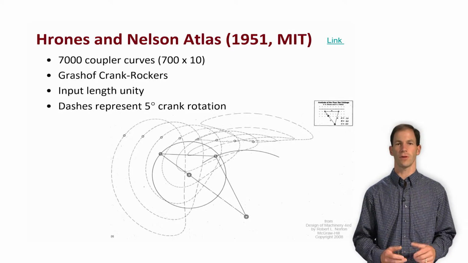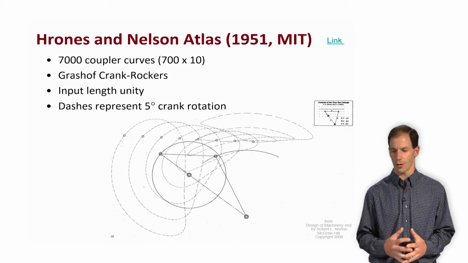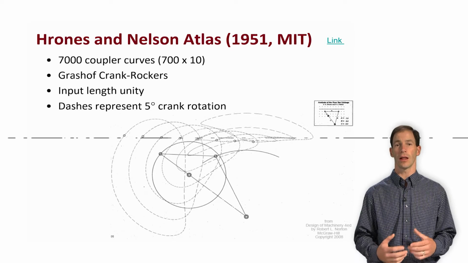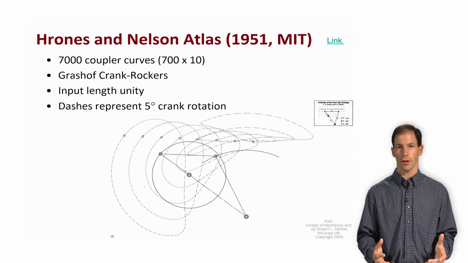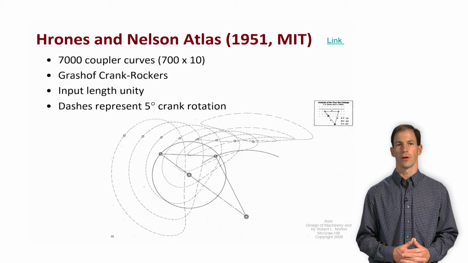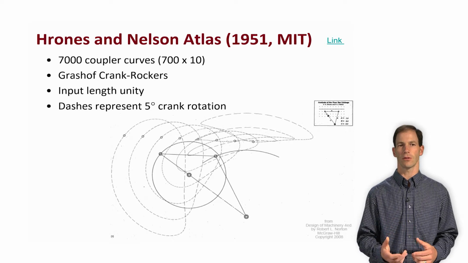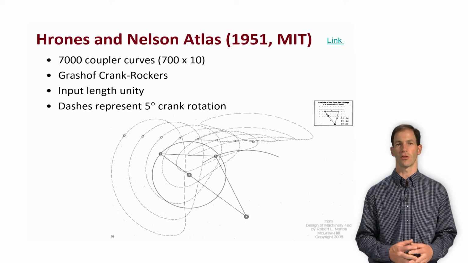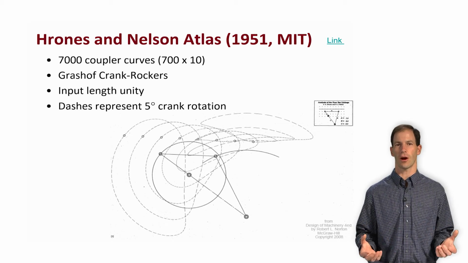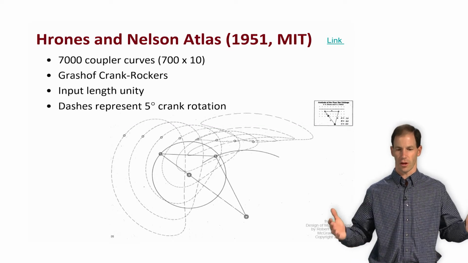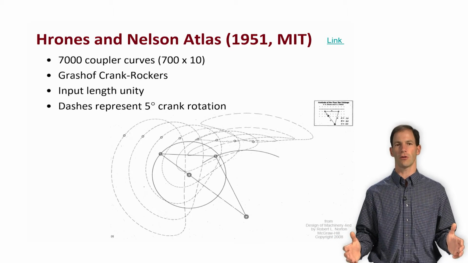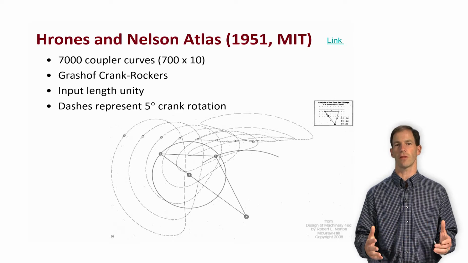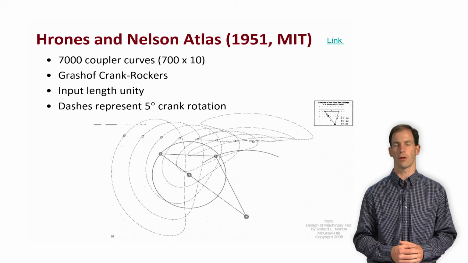Now, back in 1951, before we had the computational capabilities that we have today to do the analytical synthesis, a lot of synthesis was done graphically and through atlas methods. So coming out of MIT, Rones and Nelson and their grad students sketched a lot of coupler curves. There are 700 pages to this atlas. I wish I had a hardbound copy of it here. It's an oversized book, 700 pages, and on each page there are 10 coupler curves sketched. So there's a total of 7,000 coupler curves through these 700 pages.